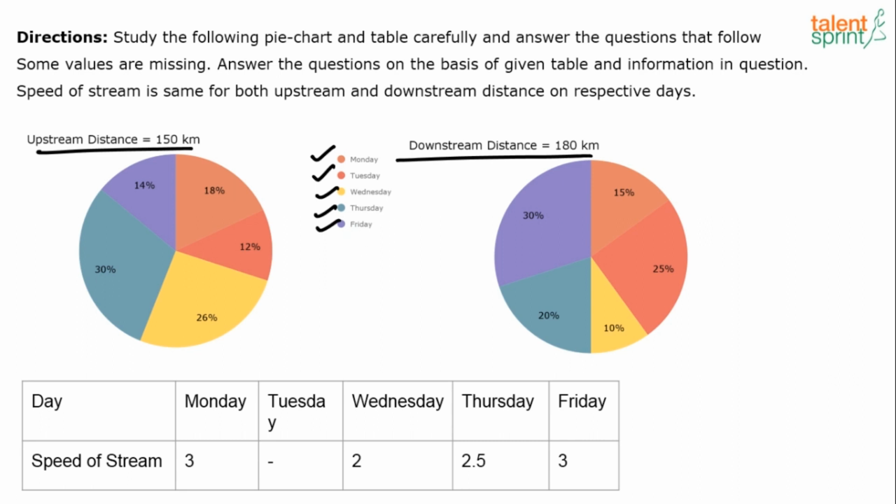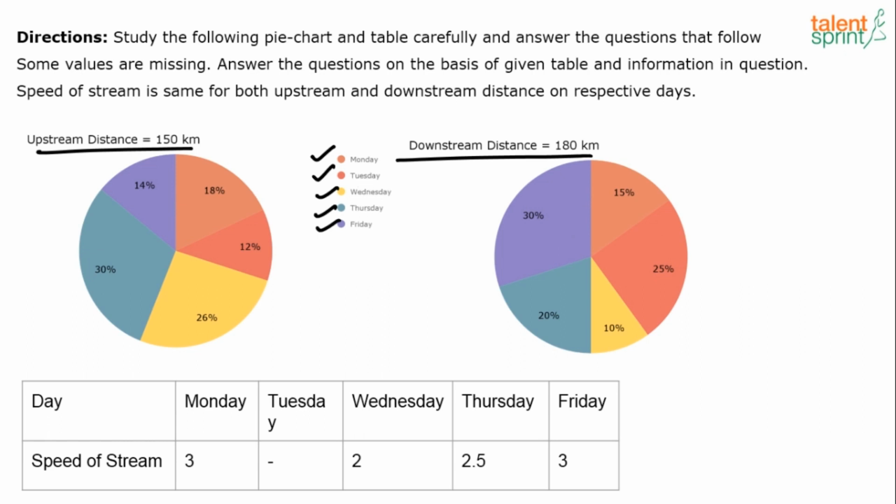So upstream distance covered on Monday is 18%. 18% of what? 150 kilometers, right? Similarly, downstream distance on Friday, 30%. 30% of what? Friday is this color, right? So 30% of 180 kilometers. So clearly from the two pie charts, we can find out the upstream distances and downstream distances for each of the days from Monday to Friday.